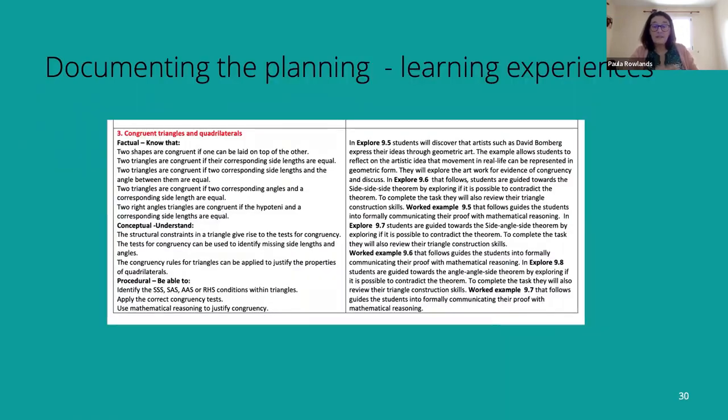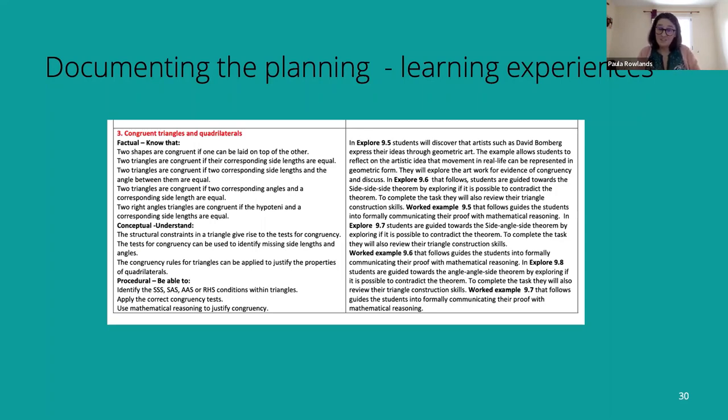Okay, so the teacher resource pack that comes with the series, you can get that as well. The learning experiences have been documented in great detail. So here you can see for congruent triangles and quadrilaterals in the congruency chapter, I've listed in great detail how the lesson experiences will help the progress of students through the unit.